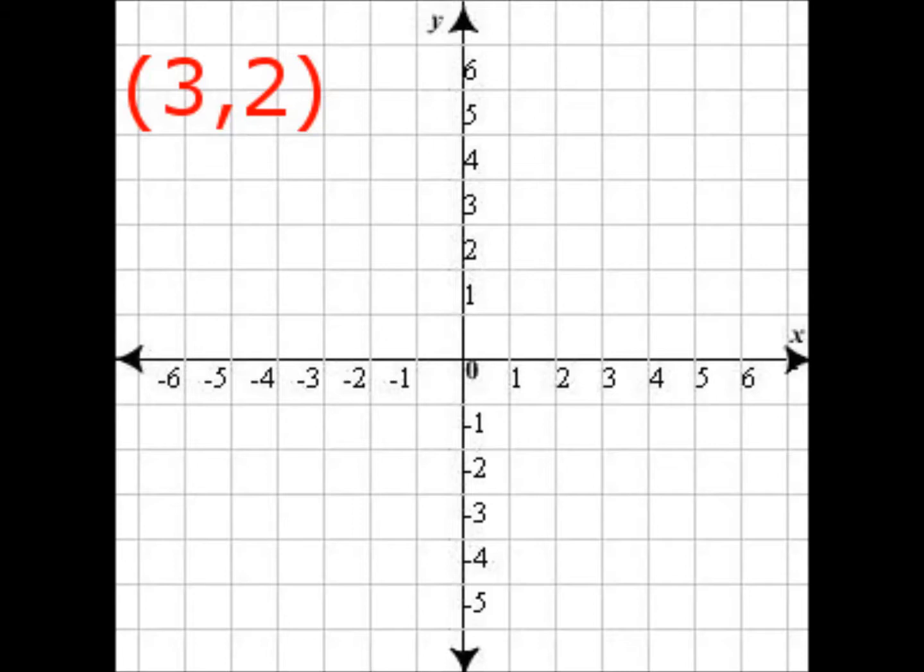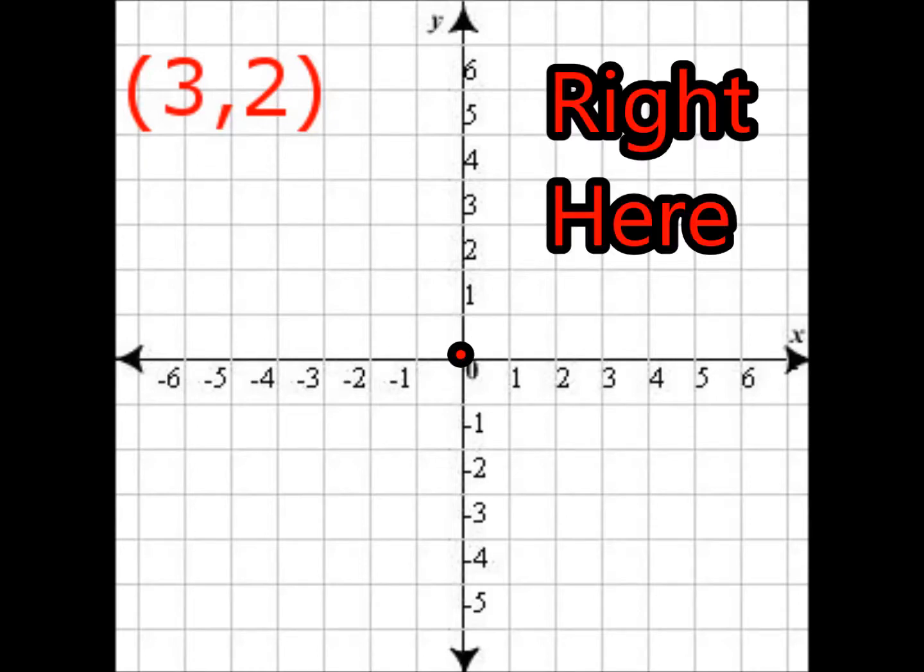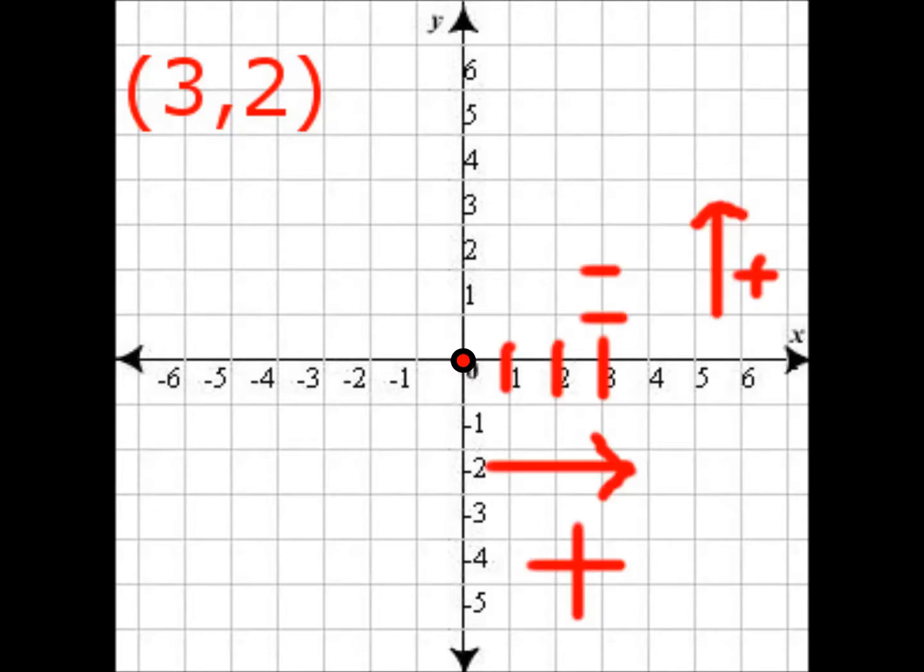Now we are going to graph our first ordered pair. Our ordered pair is 3, 2. In order to graph this, we need to start at the origin, which is located at 0, 0. Now that we're at the origin, the next thing we need to do is look at our x value. Our x value is positive 3. Since we know that the positive x values are to the right of the origin, we will start at the origin and move 3 spaces to the right, leaving us at point 3, 0.